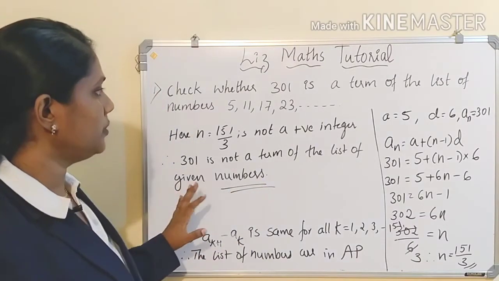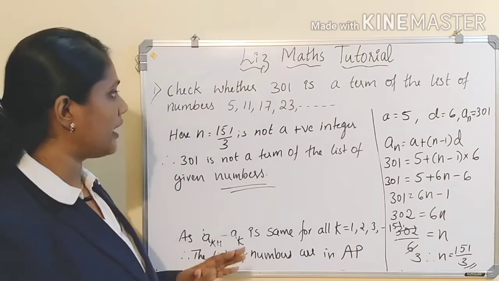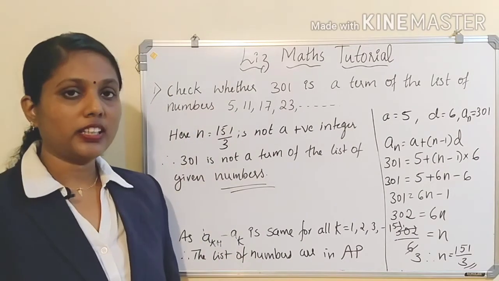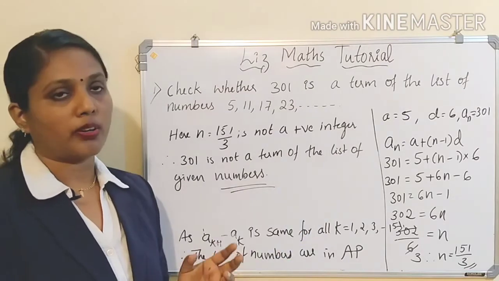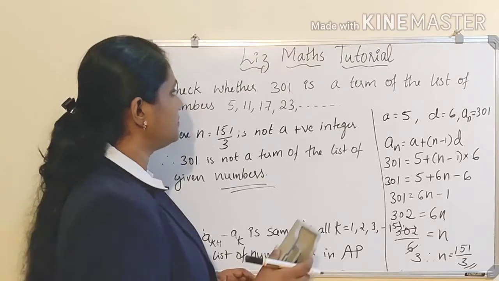So how do you have to do it? First you have to check whether the given list of numbers is in AP. Next you have to find out whether 301 is a term or not using this formula. Got it? Okay. Now we move on to the next example.